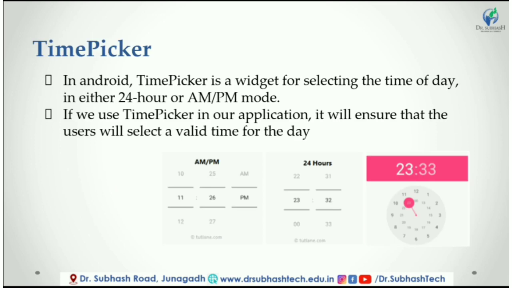Next topic is time picker. In Android, time picker is a widget for selecting the time of day in either 24-hour or AM/PM mode. If we use time picker in our application, it will ensure that the user will select a valid time for the day. Following is the pictorial representation of using the time picker control in an Android application. Generally in Android, time picker is available in two modes. One is to show the time in clock mode and another one is to show the time in spinner mode.